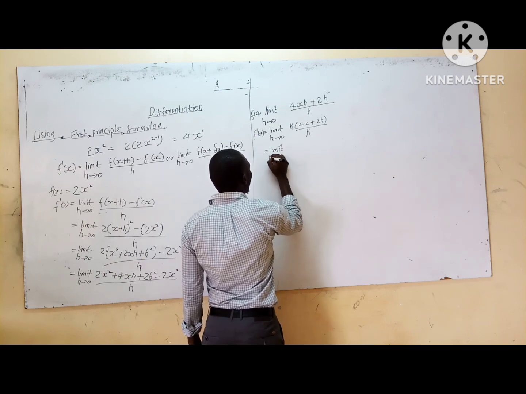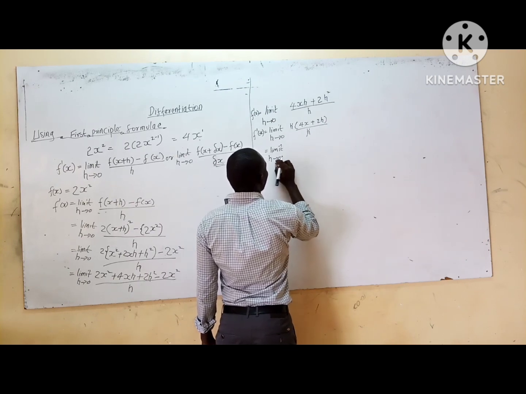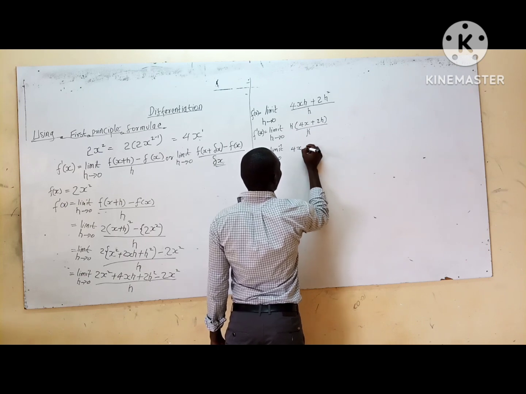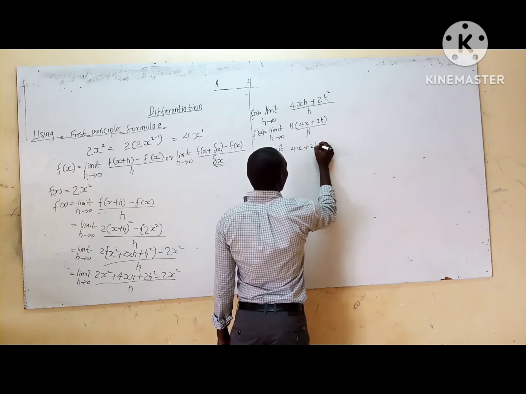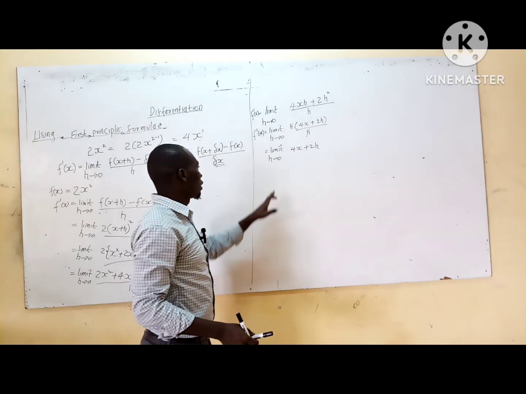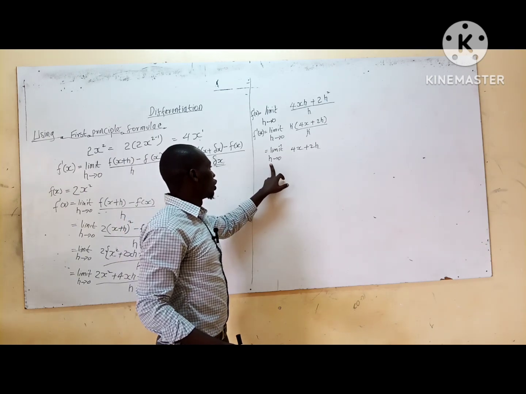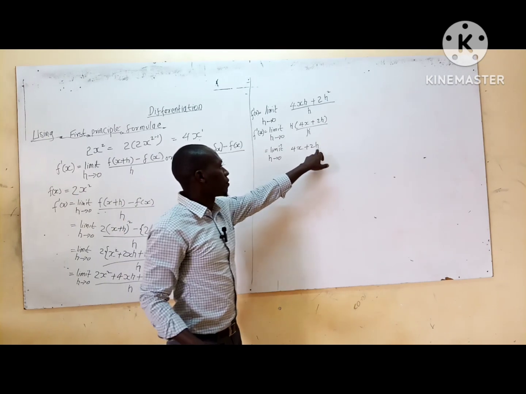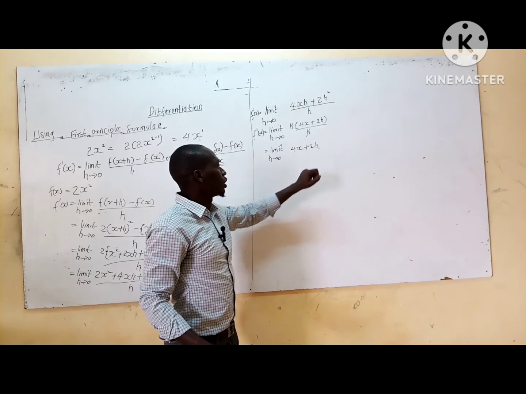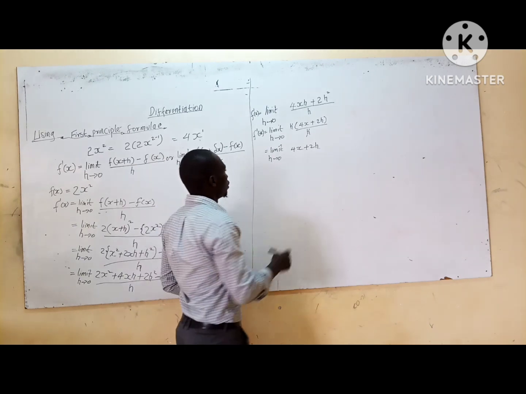The limit as h approaches 0 will be equal to 4x plus 2h. And in our last step, because we have the limit as h approaches 0, we are going to replace h in the equation with 0.